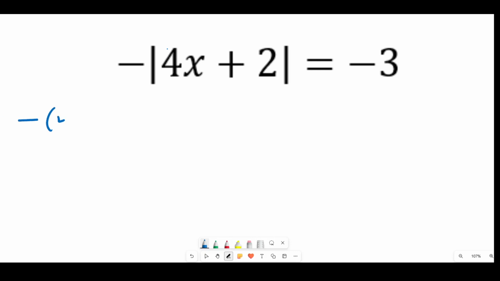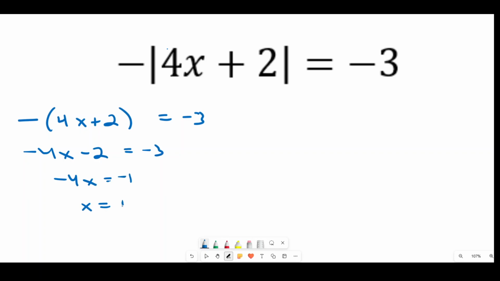I'm going to write this equation with just a regular bracket in place of the absolute value signs. Nothing's different. I just put a bracket there. And I will solve for x here, so let's do that. So negative 4x minus 2 equals negative 3. So negative 4x equals negative 1. So x is a quarter. And then the other equation is where we put a negative in front of the normal brackets.